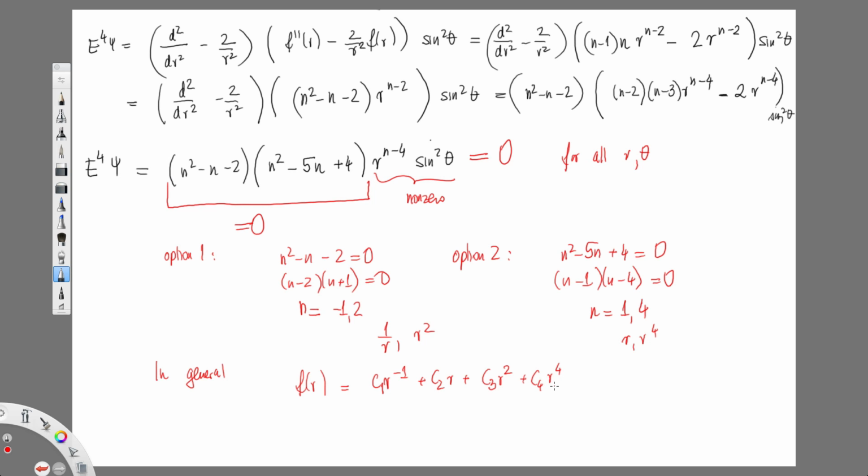Why don't you just do 1? Because then I might not be looking at the complete solution. Obviously, all of them work, so I should assume that it's a superposition. And I have 4 boundary conditions to work with, so I should have 4 coefficients to work with, or else I might not satisfy my boundary conditions.